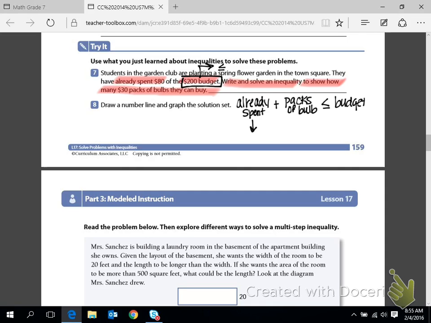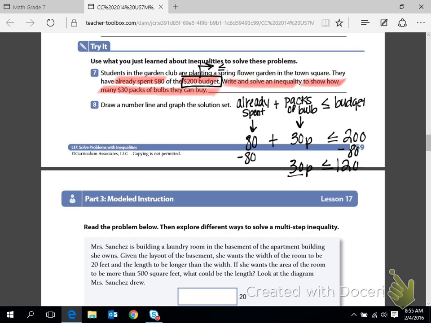Now we have already spent how much money? $80. And on bulbs, we are going to spend what? $30. $30 for every pack. So 30x or 30p, either is fine. And that needs to be less than or equal to our budget, which is $200. Now we're going to solve the inequality that we have, meaning we'll subtract 80 from both sides, leaving us with 30p is less than or equal to 120.